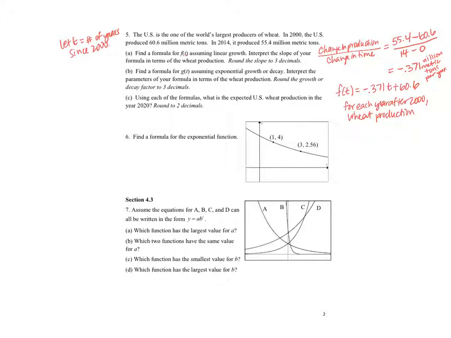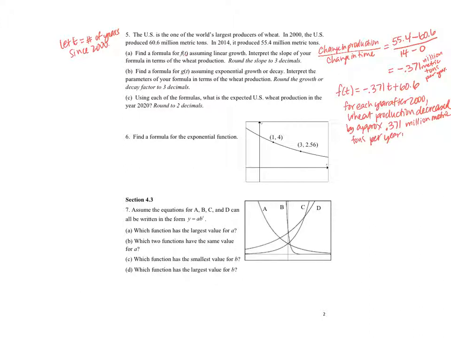Okay, and so what that means is that for each year after 2000, wheat production, since it's negative, it's decreased. And again, this is an average rate of change, so we'll say by approximately 0.371 million metric tons per year.